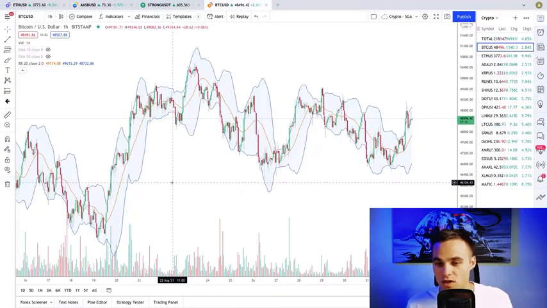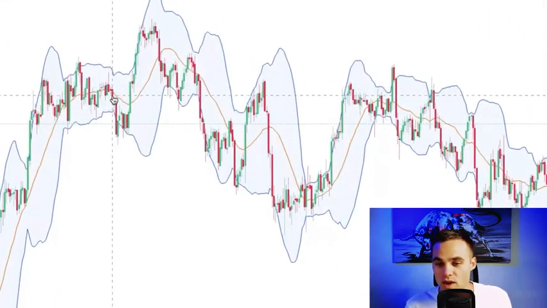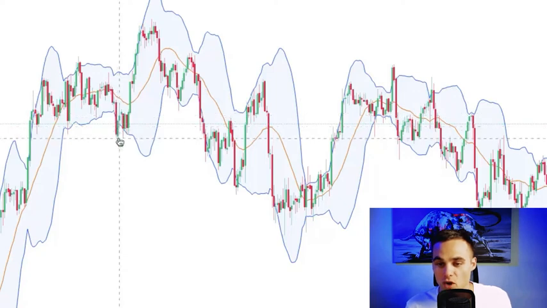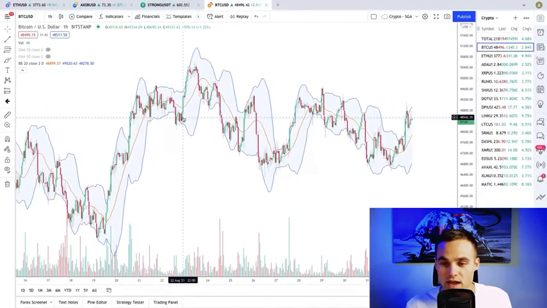Now, how does this work? Well, it's pretty simple actually. Since we know that we're only taking buy trades, we're going to enter when we see a candle go below the lower Bollinger Band, and we're going to wait for a bullish candle coming out of the Bollinger Bands. Once we get a bullish candle that closes above the Bollinger Bands, this is where we're going to enter the trade.